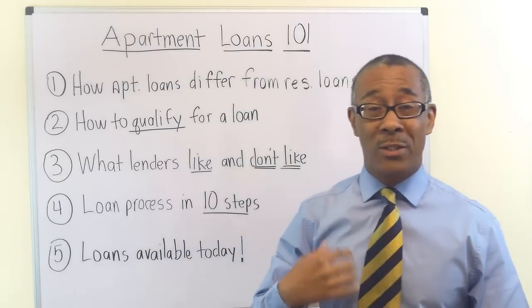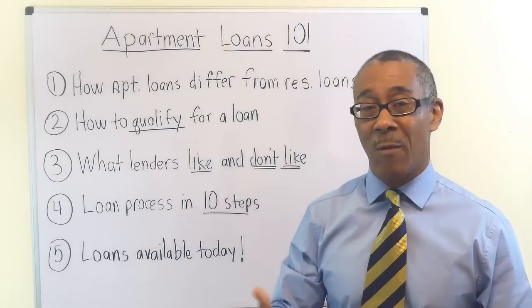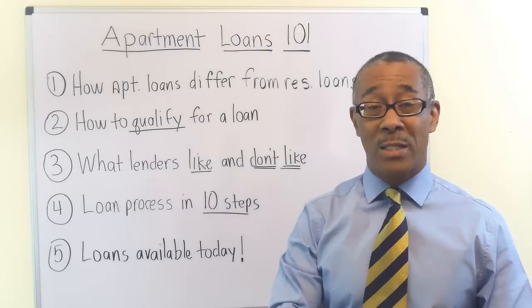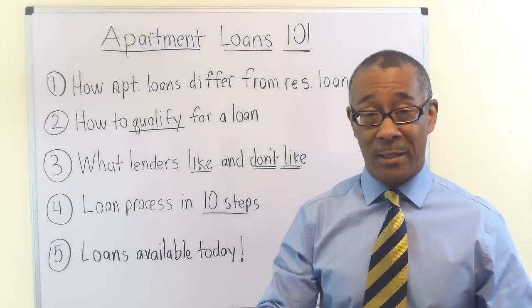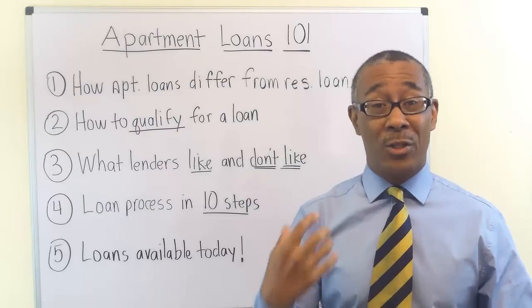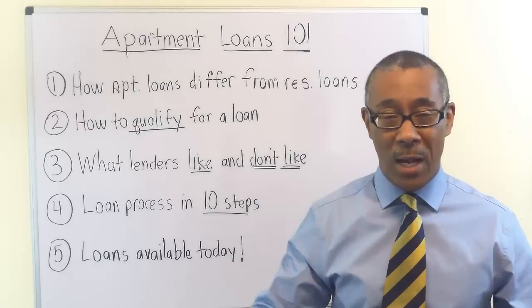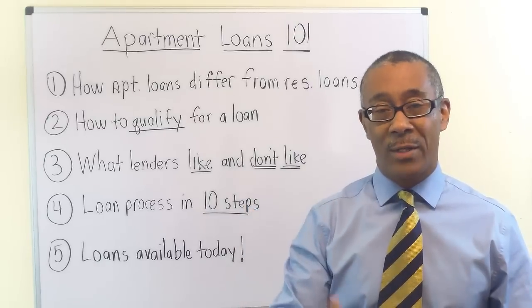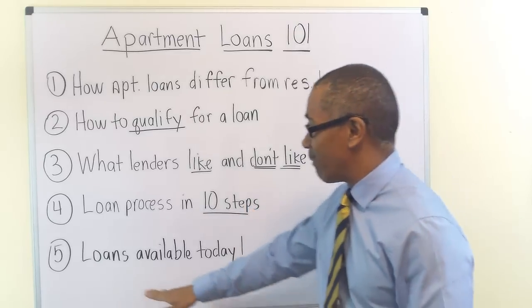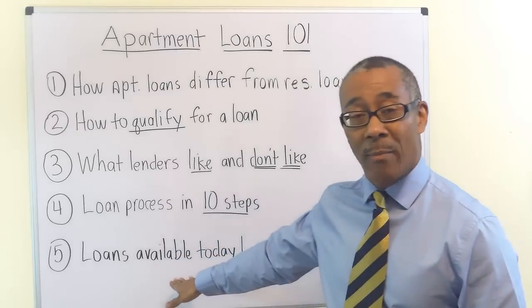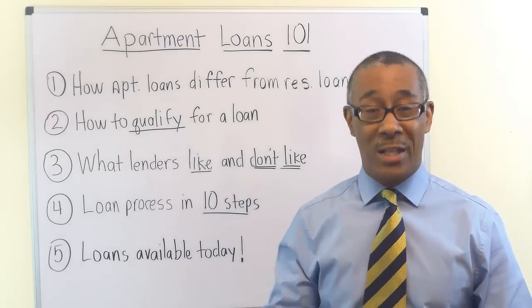In my prior life, I was an engineer, and I really respected someone that could show me what a process looked like to get something done. I had a tendency to go ahead and do it. So my goal here, in the 4th step, is to lay out the process for you so that you have confidence to go do it too. And number 5, lastly, the apartment loans that are available for you today.